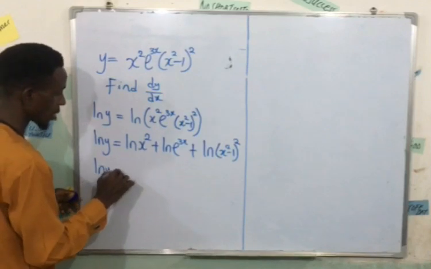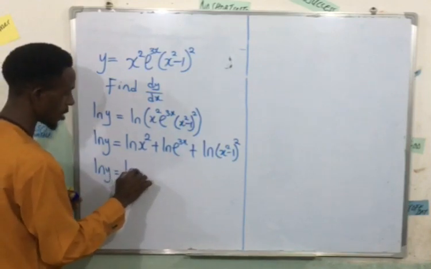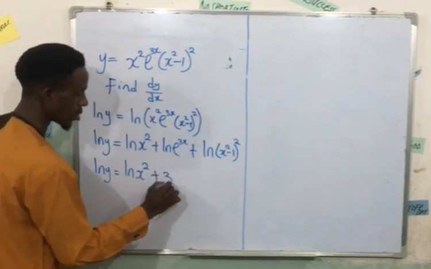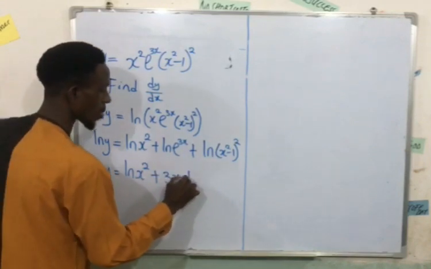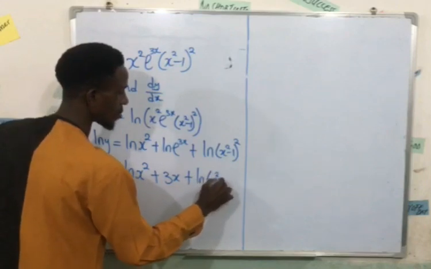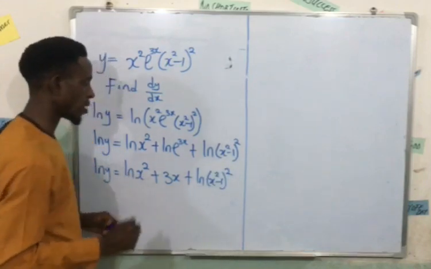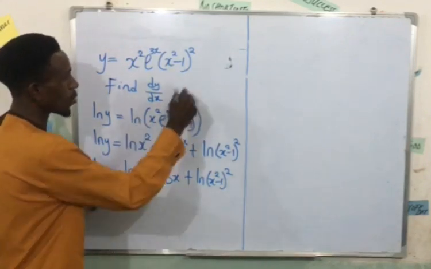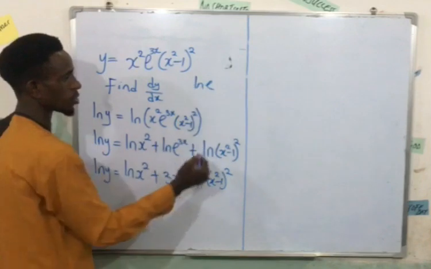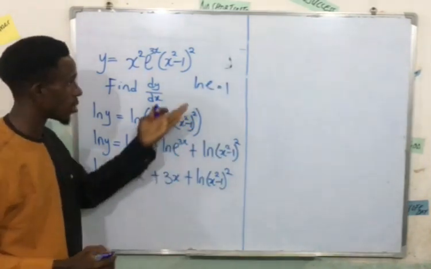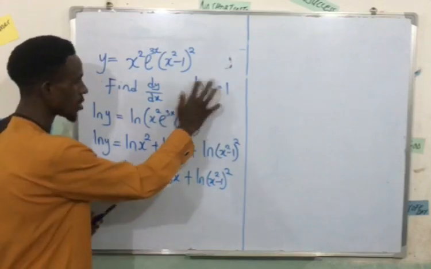ln y is equal to ln x to the power 2 plus 3x plus ln (x squared minus 1) all squared. So this is the same thing as this, because when you have ln of the exponential, it is going to give you 1. So it's the same thing.